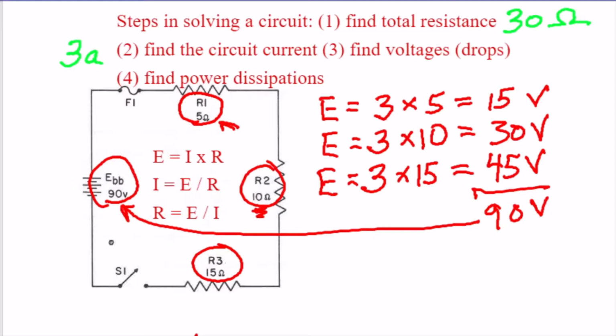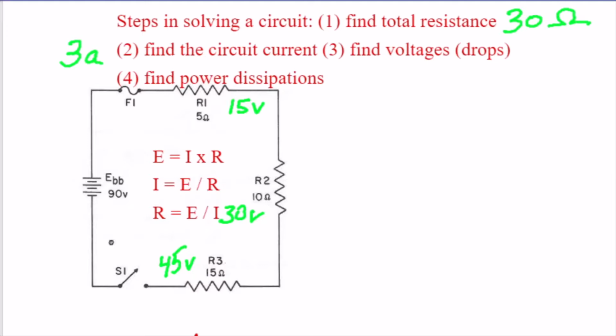Okay, let's jot those numbers down, and I'm going to put them next to the various resistors. The voltage drop across the first resistor is 15, so I'm going to put that here. The voltage drop across the second resistor is 30, and I'm going to put that here. And across the last one, resistor number 3, I'm going to put my 45 right there. Now I'm going to get rid of all of my other scribbling on the paper to clean things up a bit.